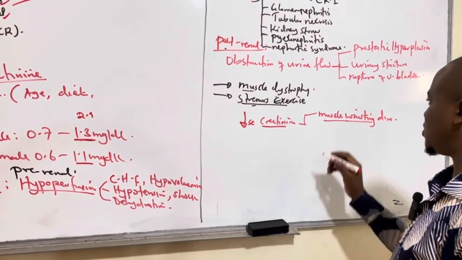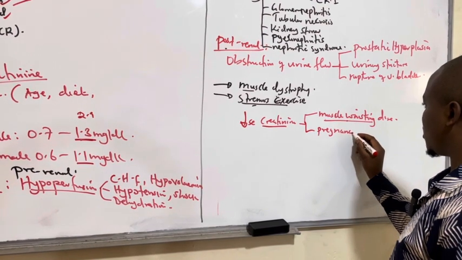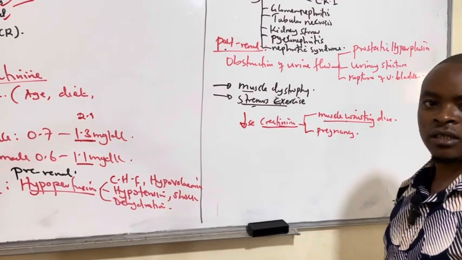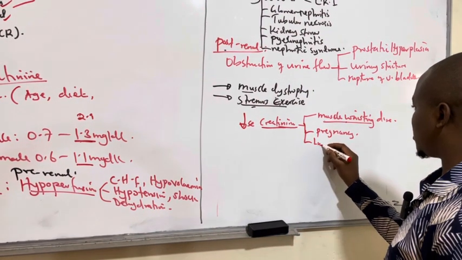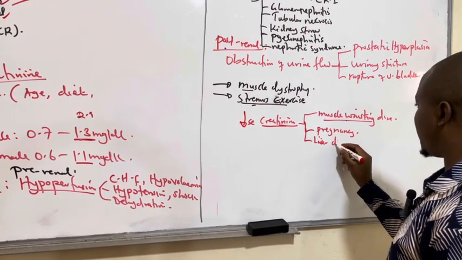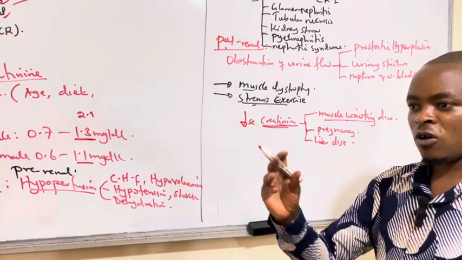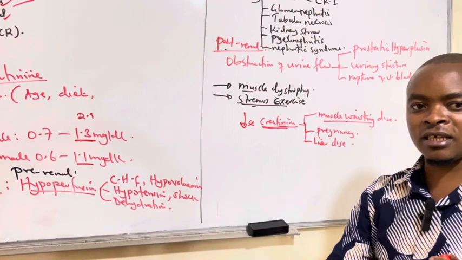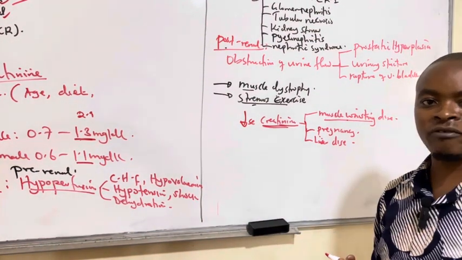And sometimes this can also be pregnancy. Pregnancy lowers creatinine levels. So pregnancy, and sometimes liver disease. Why liver disease? It is because creatinine is manufactured in the liver. The first part is in the kidney, then it is transported to the liver, where there is completion of the manufacture of creatinine.